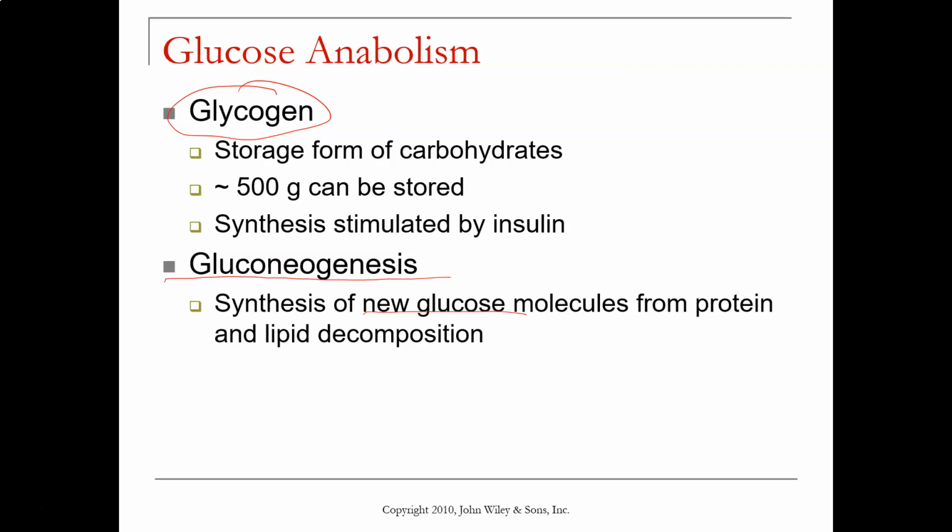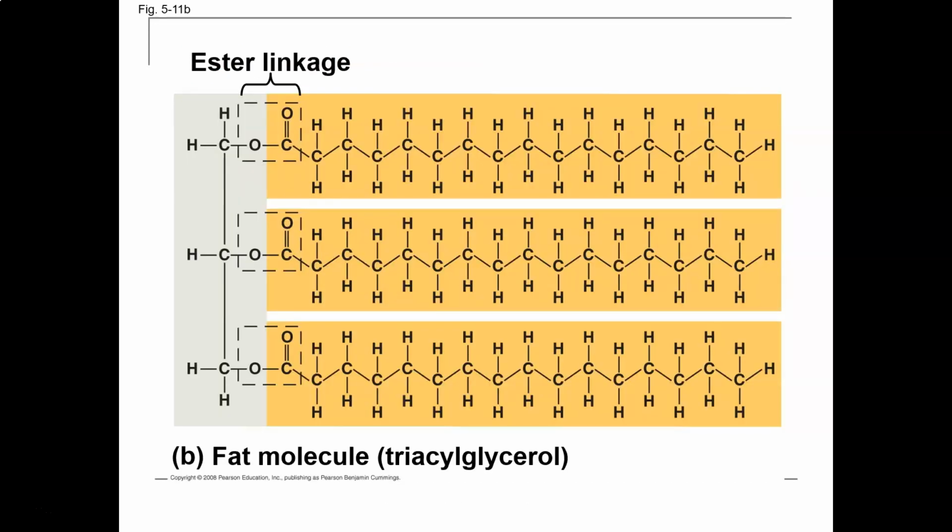So your liver and your skeletal muscle cells can do that. It's important that some of your organs be able to do that, because glucose is such an important nutrient, especially for some of your body cells, like your cardiac muscle cells and your neurons.